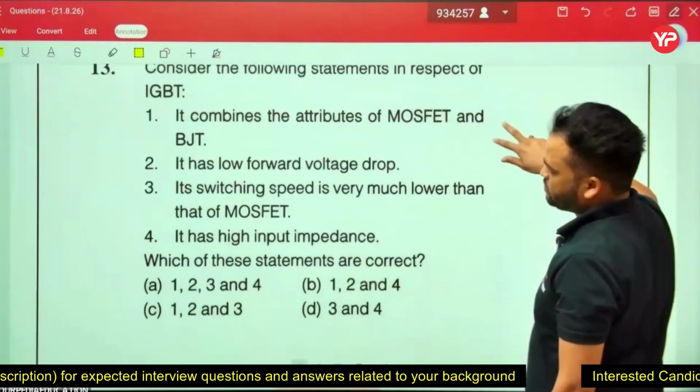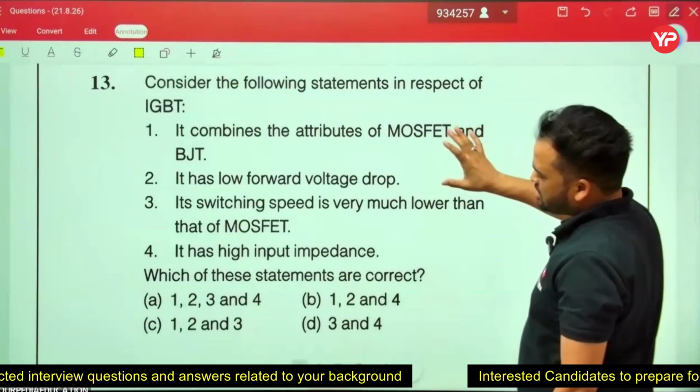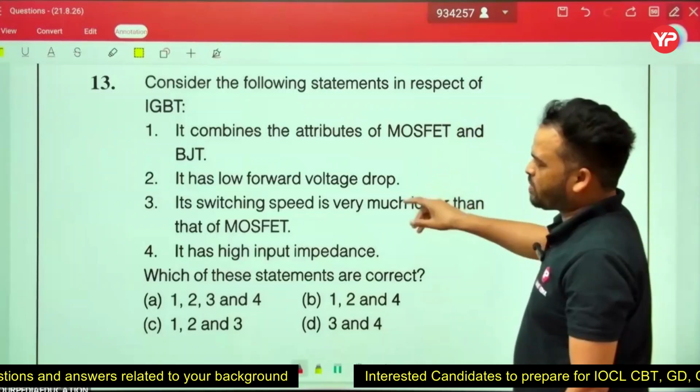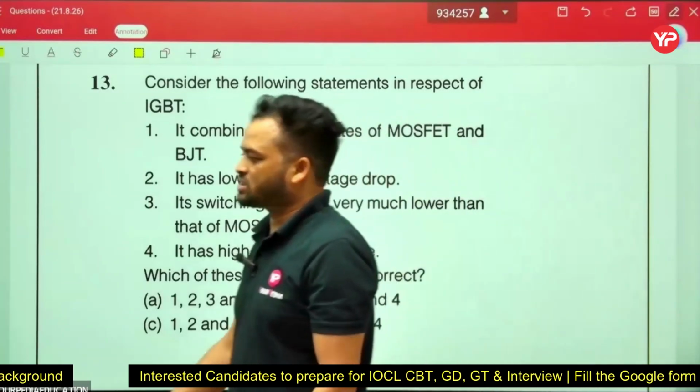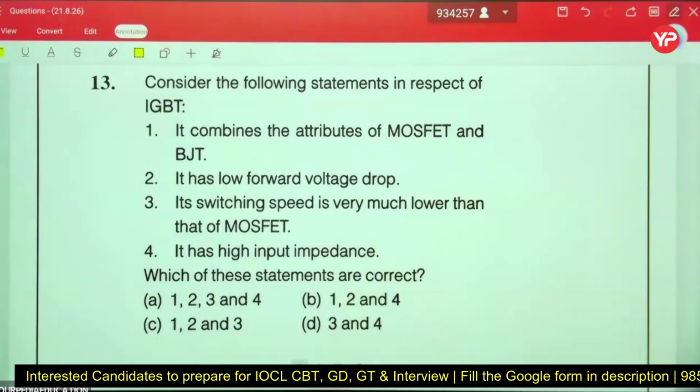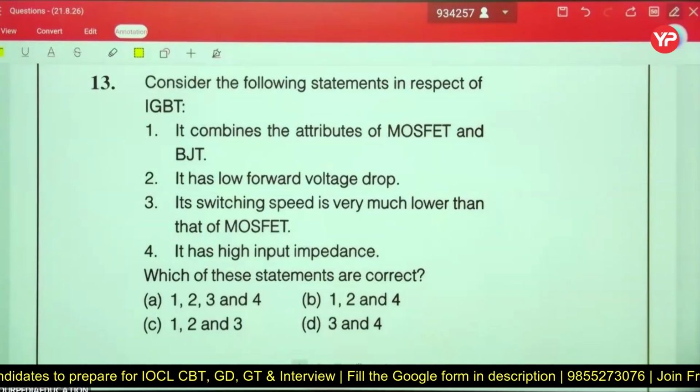Next, this question is very, very important here. And this is the complete concept behind the IGBT. Only remember this question for the IGBT. All the concepts are involved in this important question.